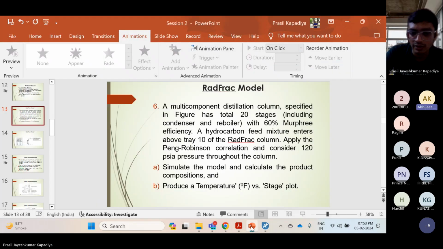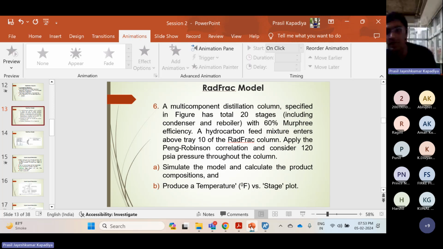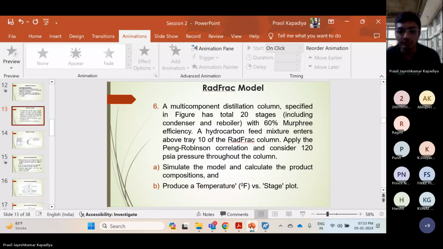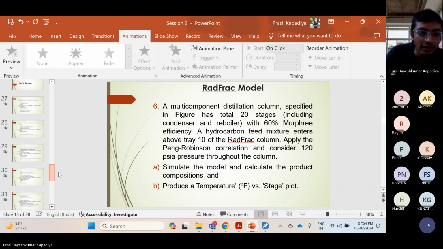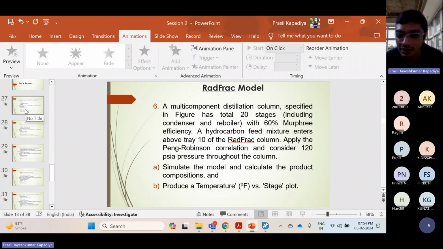We considered the condenser as a stage, sir. Condenser and reboiler are also stages. Say I am starting from the bottom: the reboiler is 1, then 2 to 19, and then 20 is the condenser. So when we provided the Murphree tray efficiency, it was for stages 2 to 19. We are not providing any efficiency for the reboiler and condenser. I hope whatever you asked is clear to you.